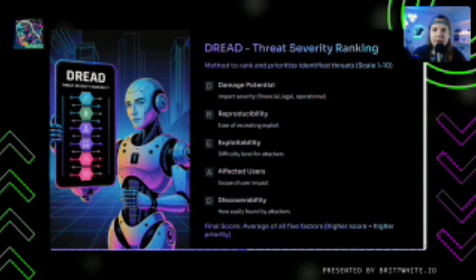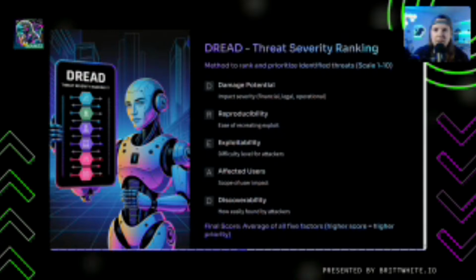For each threat you identified using PASTA or STRIDE, you should assess and score each DREAD category from 1 to 10. Then you calculate the average DREAD score, which is the sum of all scores divided by 5. Higher DREAD scores indicate more severe threats that should be prioritized for remediation. DREAD provides a structured, objective way to rank and compare threat severity.